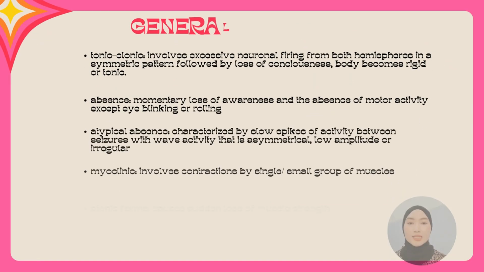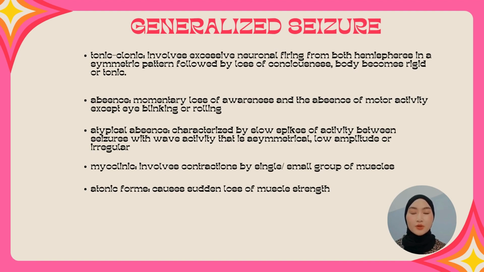For tonic-clonic seizures, it usually involves neuronal firing from both hemispheres in a symmetrical pattern, followed by loss of consciousness, and the body will become rigid. Meanwhile, absence seizures usually involve momentary loss of consciousness and the absence of motor activity except for eye blinking or rolling. Next is atypical absence.